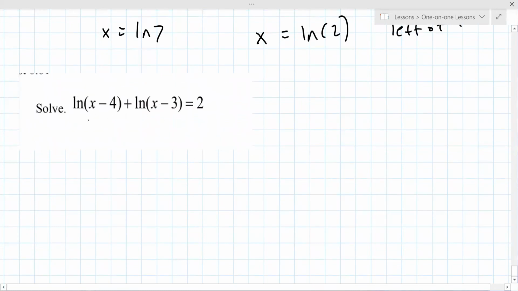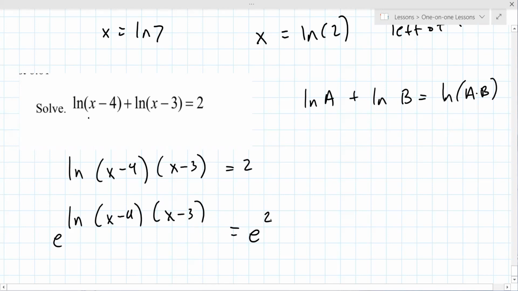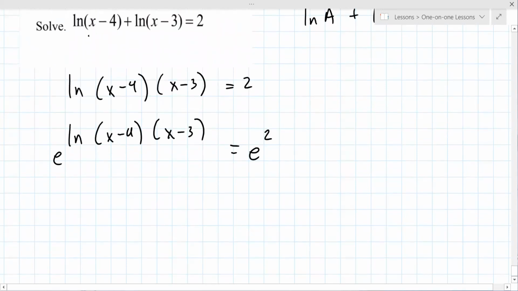Okay, so to combine these, you're going to use the property natural log of a plus natural log of b equals natural log of a times b. So this becomes natural log x minus 4 times x minus 3 equals 2. To undo ln, you use e. So e to the natural log x minus 4, x minus 3 equals e squared. And so the left side, it's x minus 4, x minus 3 equals e squared.